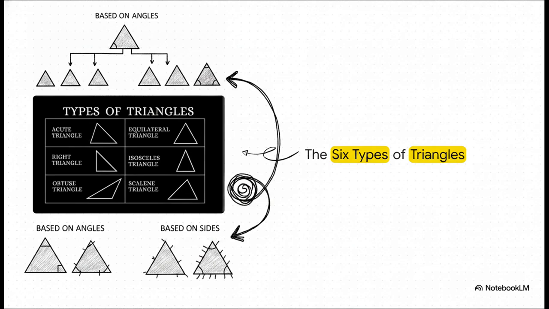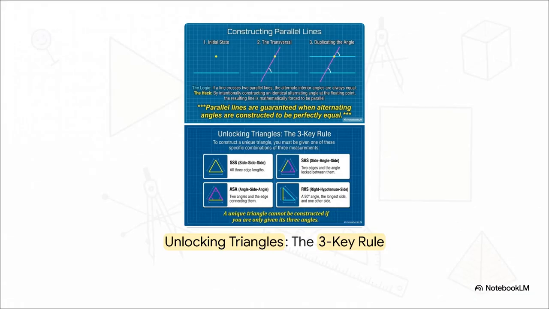And finally, scalene triangles, where every single side is a completely different length. Here's where it gets really practical. If you want to mathematically draw a very specific, unique triangle, just knowing its 3 angles isn't enough. You could draw a tiny version or a giant version of the same shape. You absolutely need one of these specific combinations to lock its size and shape in place.